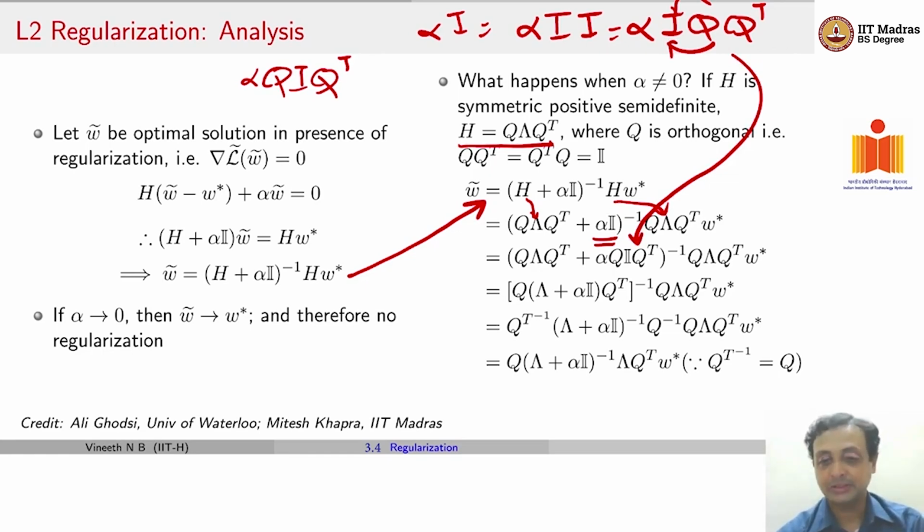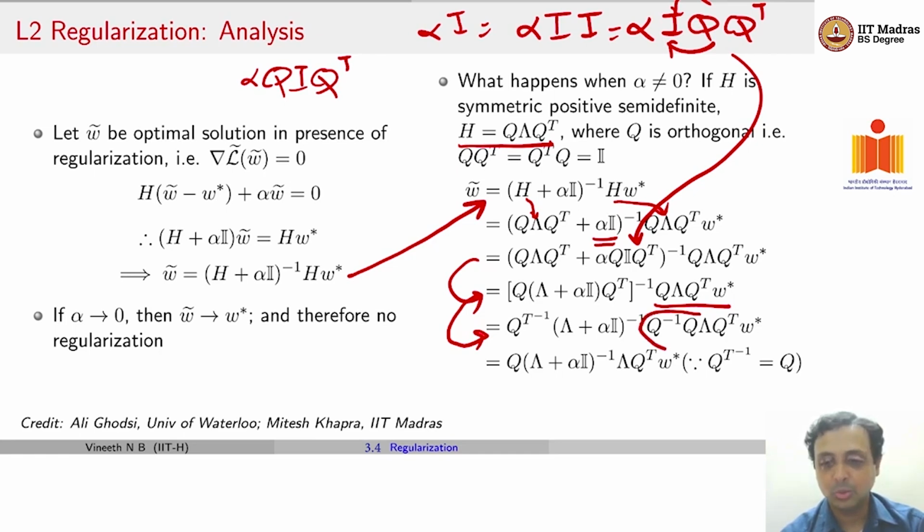This whole inverse times Q lambda Q transpose w*. Now I can group the terms and write this as Q times (lambda plus alpha I) Q transpose whole inverse. The rest of the terms stay the same. Now (AB) whole inverse is B inverse A inverse. Using that, I'm going to get (Q transpose) inverse (lambda plus alpha I) inverse Q inverse Q lambda Q transpose w*.